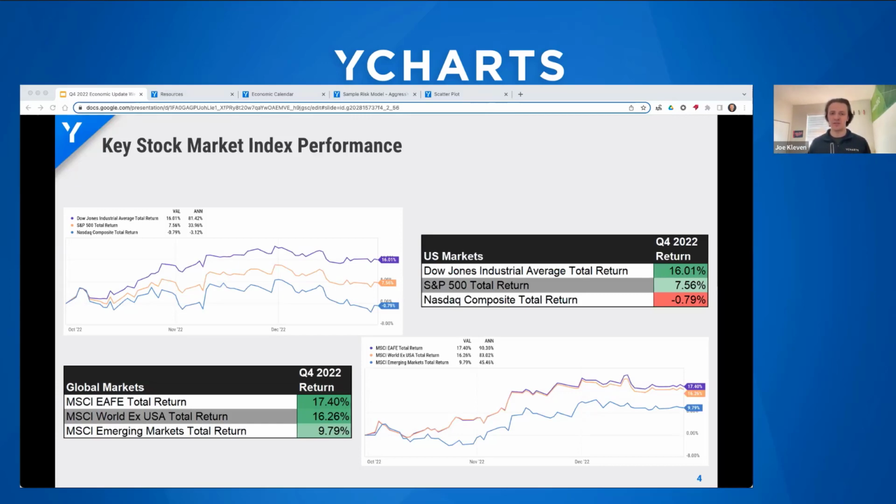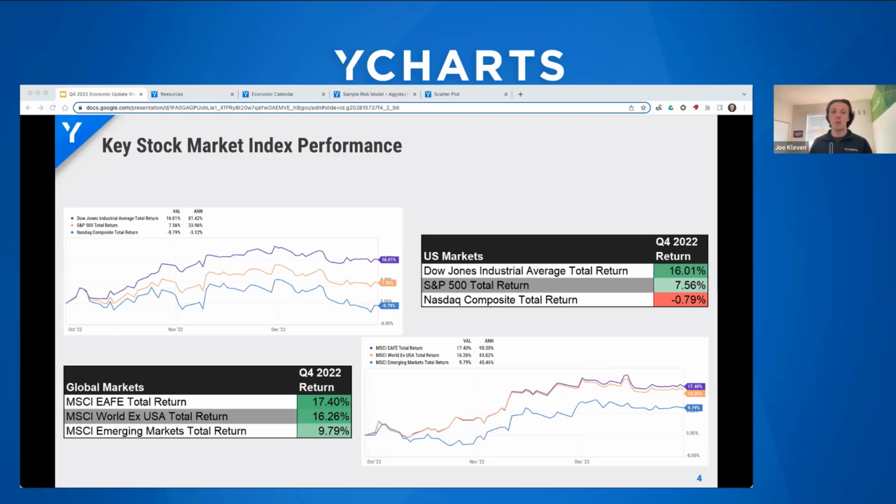Kicking things off with some of these charts showing Dow, S&P 500, and NASDAQ performance, as well as some global market returns as well. U.S. stocks certainly turned the corner in Q4 after 3 consecutive quarters in 2022 of negative performance. The Dow is the one that rebounded the most domestically, up 16%. The NASDAQ about flat on the quarter, still actually in the red, about 0.8%, and the S&P 500 up 7.6 as well.